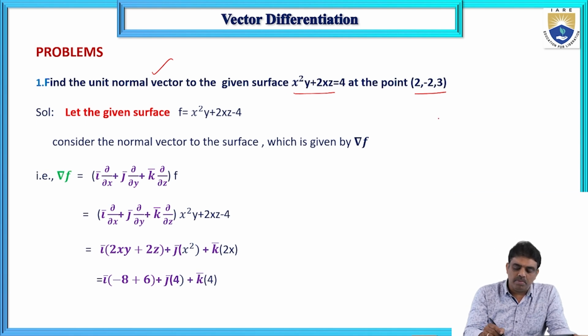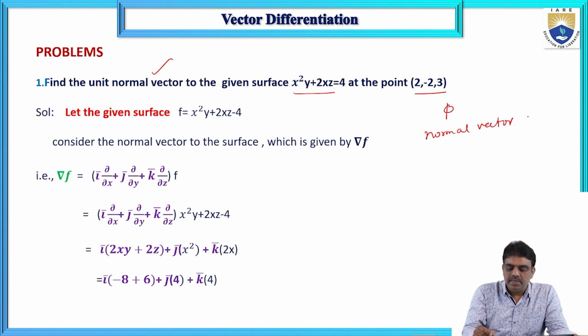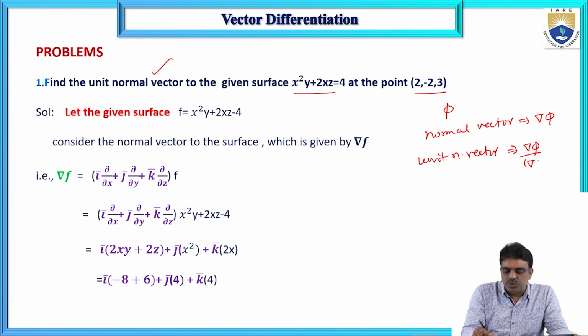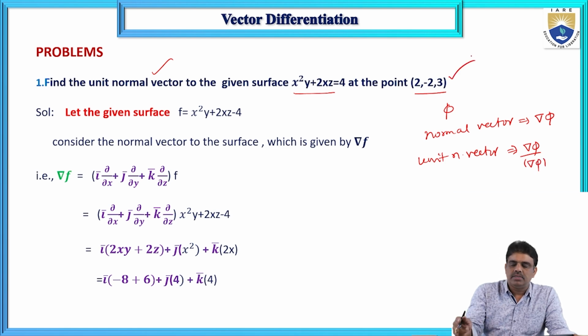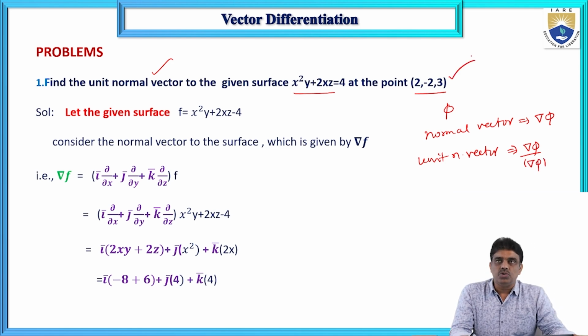So how to find the normal? If phi is any surface, then the normal vector will be grad phi. Then what is the unit normal vector? The unit normal vector is equal to grad phi by magnitude of grad phi at this point. So that will be the required solution.